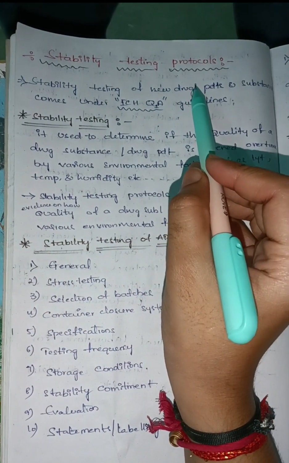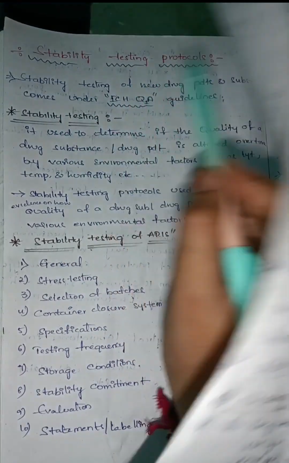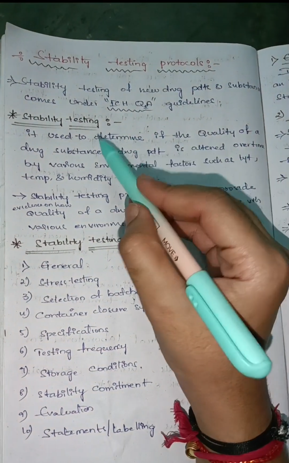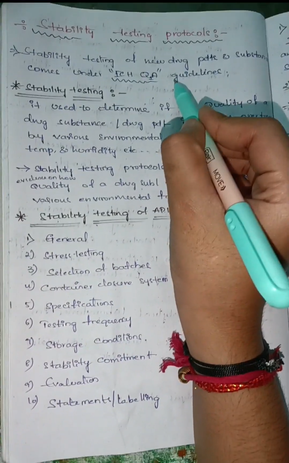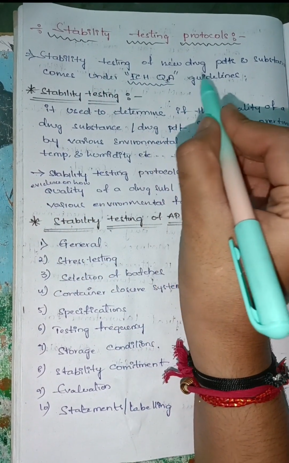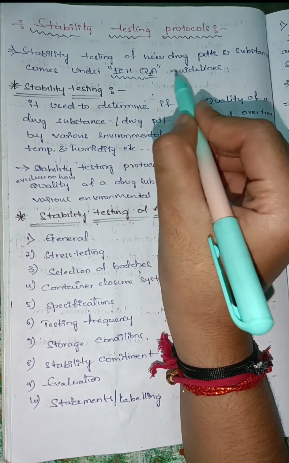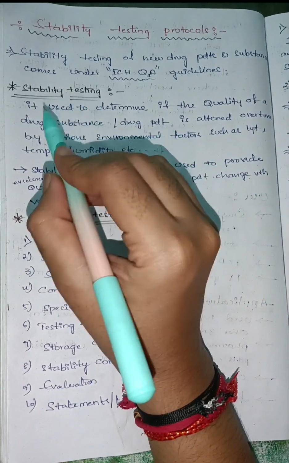Stability testing protocols. Here, stability testing of new drug products and substances comes under ICH Q1A guidelines. Means this stability testing of new drug products comes under ICH Q1A guidelines. Stability testing. What is stability testing?